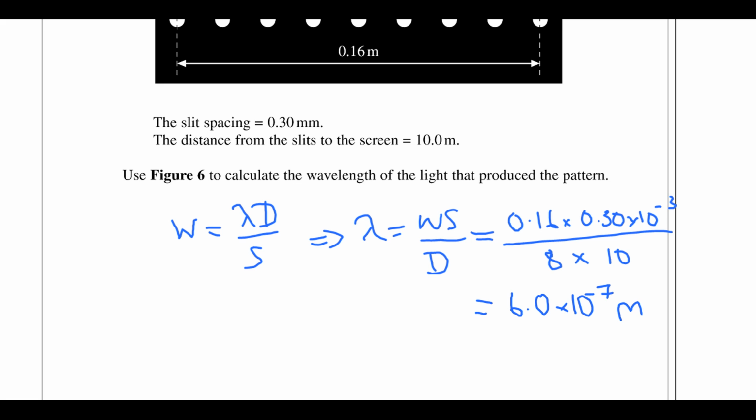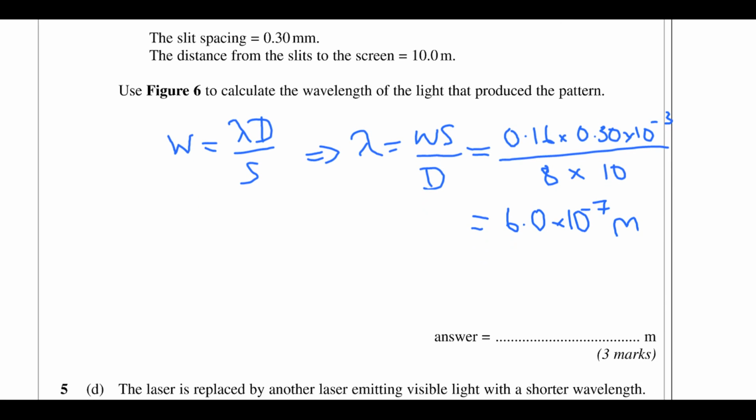So you can see that that's in your visible spectrum. 600 nanometers is towards the red end of your visible spectrum because it's quite long. The shorter end's about 400 or so. Okay, so that's that one there.